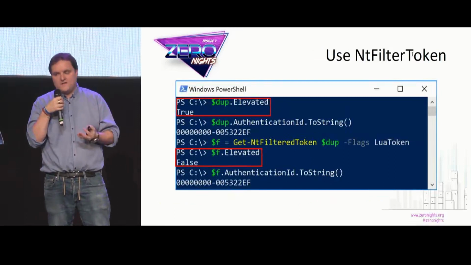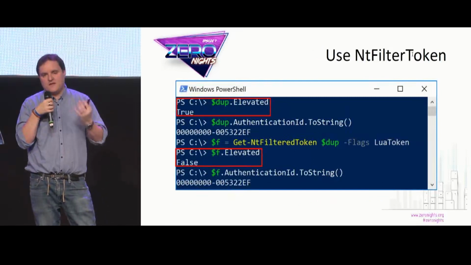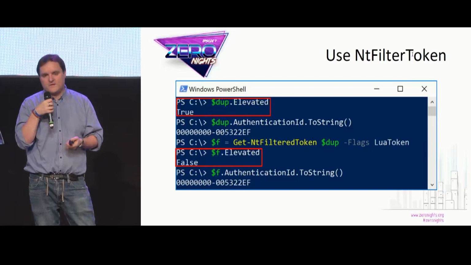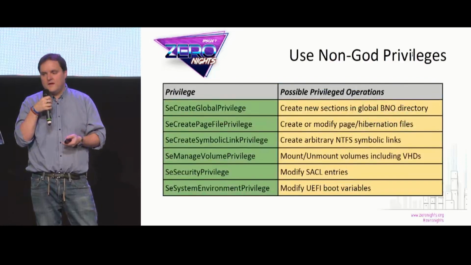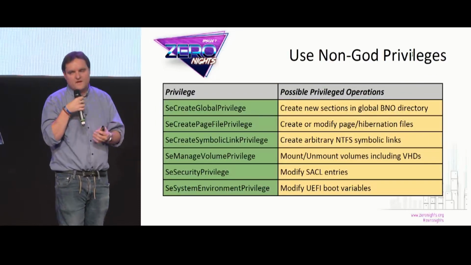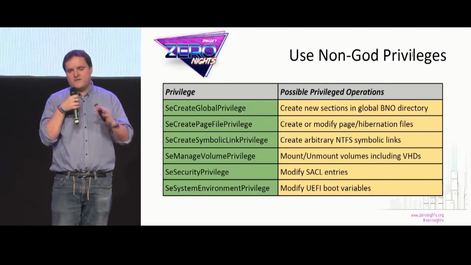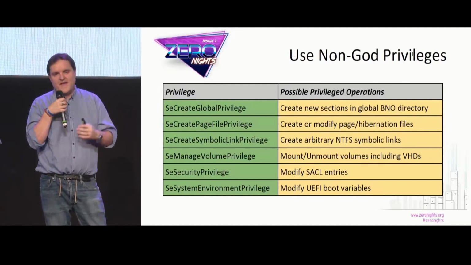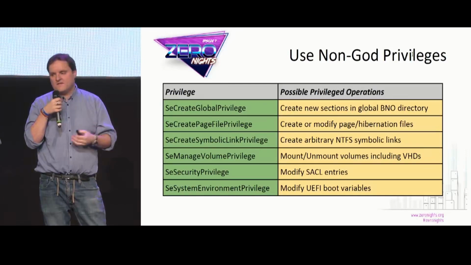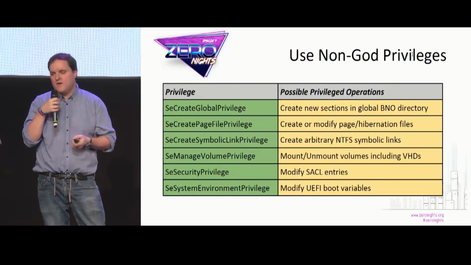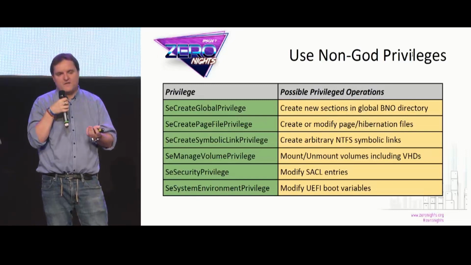But what you can do, as I say, you can make this token into a low privilege token. You can remove the admin groups. You can remove the privileges. And you can just use a filter token to do that. So that's fine. Now, one thing you can do, without any other funky stuff, is there are privileges in Windows which are maybe pseudo-God privileges. They have, like, elevated access, such as mounting volumes, mounting like an NTFS volume, or creating page files.